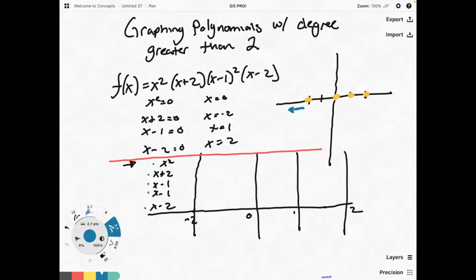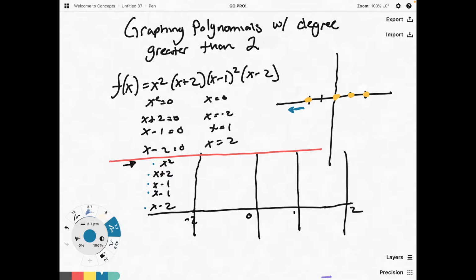Once we get the sign of that factor, we can multiply all the signs together from each of the factors to give us an overall sign, and that overall sign will tell us the direction the graph is going to go. We want a value that is less than -2. Let's just choose -3 because that's going to be simple.